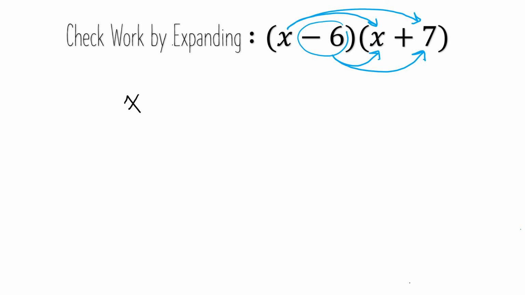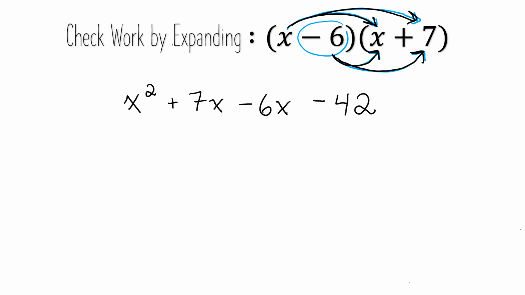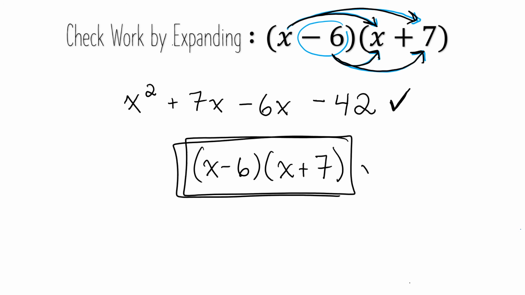X times x gives us x squared. X times 7 gives us 7x. Negative 6 times x gives us minus 6x, and negative 6 times positive 7 gives us negative 42. This is equivalent to the original expression, so the quantity of x minus 6 times the quantity of x plus 7 is the correct factored form of our expression.